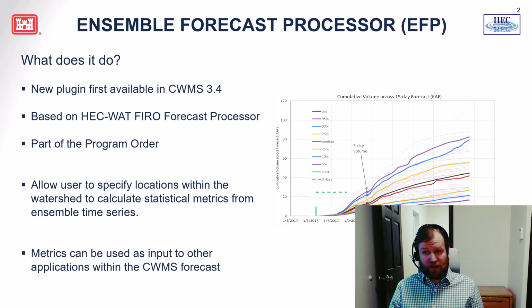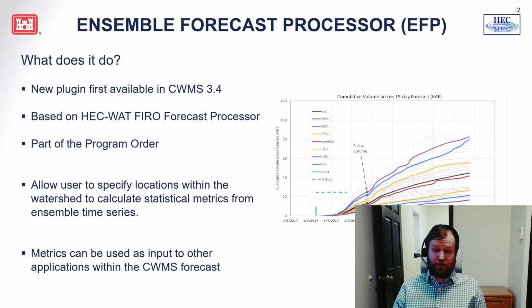The Ensemble Forecast Processor is based off of work done originally in the HEC-CWMS for the FIRO, Forecast Informed Reservoir Operations, Forecast Processor. It allows users to specify locations within the watershed and then to calculate statistical metrics from ensemble time series. Statistical metrics such as the 90th percentile of the 5-day volume, for example. These metrics can be used as input to other applications within the SWMS forecast, and we'll look at how this works a little later on in this presentation.